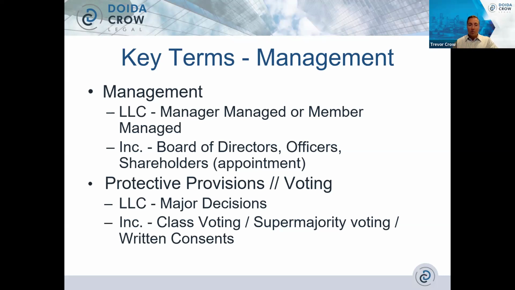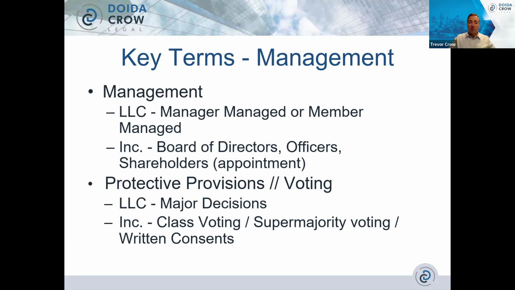Shareholders appoint the board, the board appoints officers, and officers run the day-to-day operations. So that's the structure for a corporation. But a big thing, especially in closely held companies, is having protective provisions or different voting. You can modify a lot of these voting decisions in either your operating agreement for an LLC, or in your shareholder agreement or your articles of incorporation for a corporation.